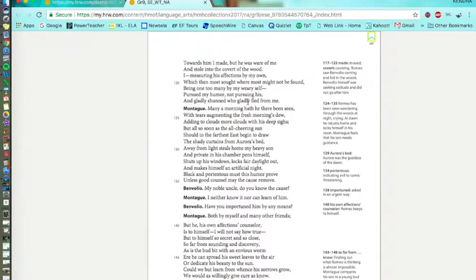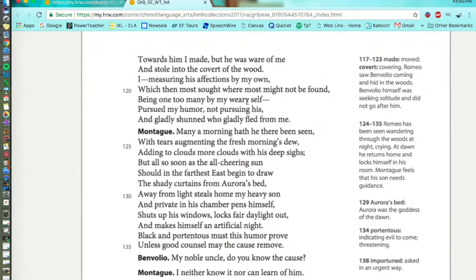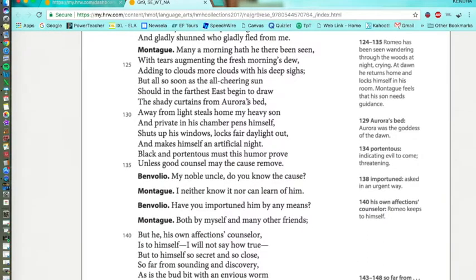"Towards him I made, but he was ware of me, and stole into the covert of the wood. I, measuring his affections by my own, which then most sought where most might not be found, being one too many of my weary self, pursued my humor, not pursuing his, and gladly shunned who gladly fled from me." Okay, so Romeo saw that Benvolio was coming toward him, and Romeo ran off and hid in the woods. Benvolio himself was seeking solitude, so he wanted to be by himself, so he didn't go after him. He just saw that he was running away.